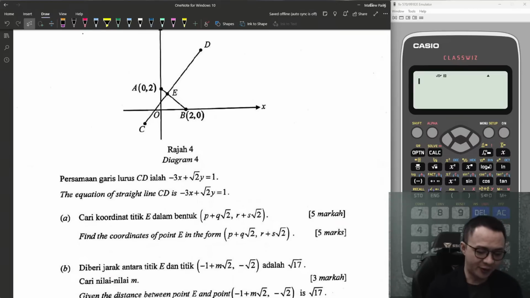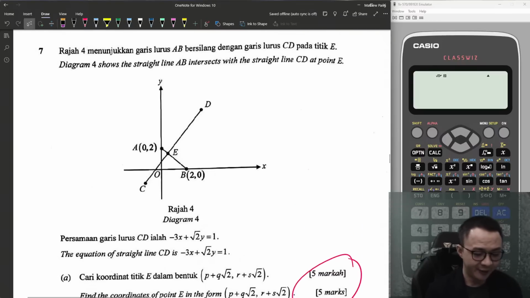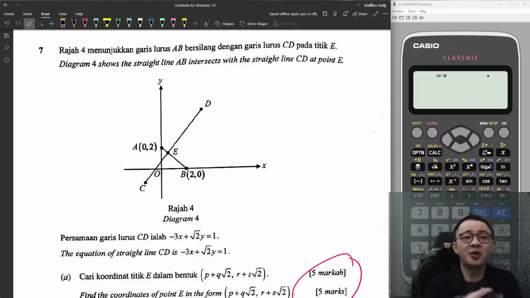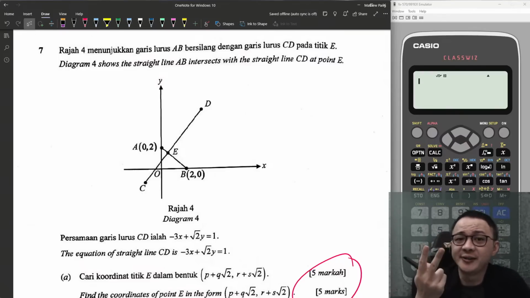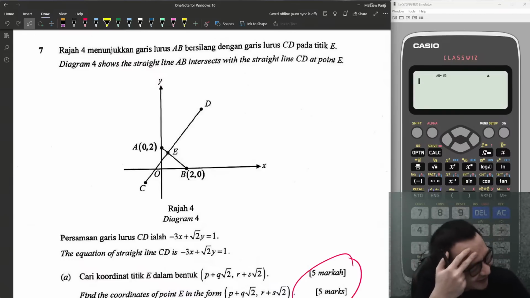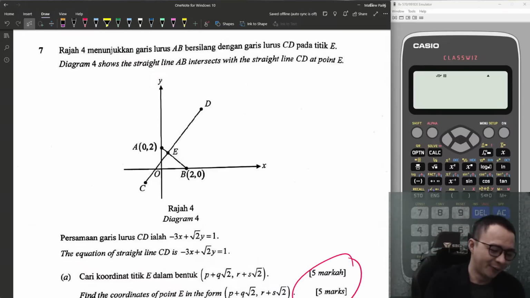Alright, so over here they want us to find the coordinate of E. Find the value of m. Let's find E first. We know the coordinate E basically is the intersection of two lines. So I already have the equation of CD, I believe they give us that, right? And then I want to find the equation of AB, and then I substitute into each other.